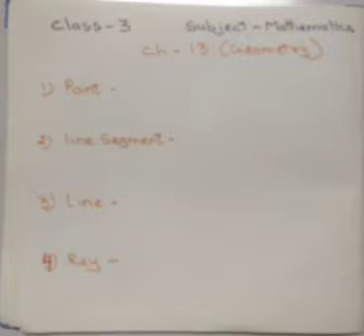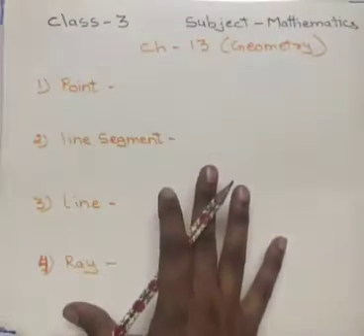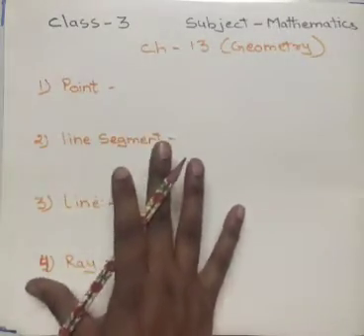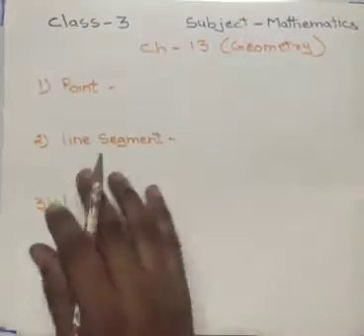Children, you all know that in geometry, we learn about different types of figures that can be drawn on a sheet of paper. They are plane figures and solid figures. But before we move on to plane figures or solid figures, let's learn some important figures that are related to geometry.